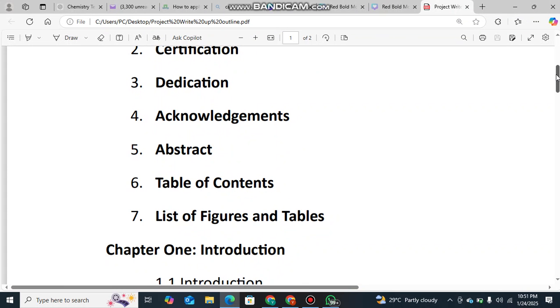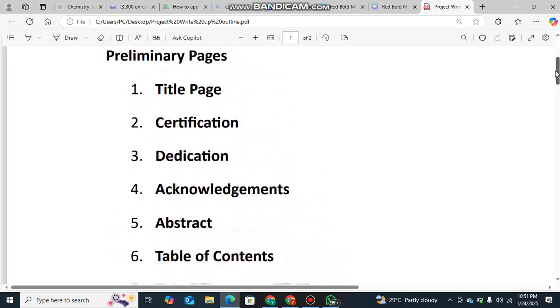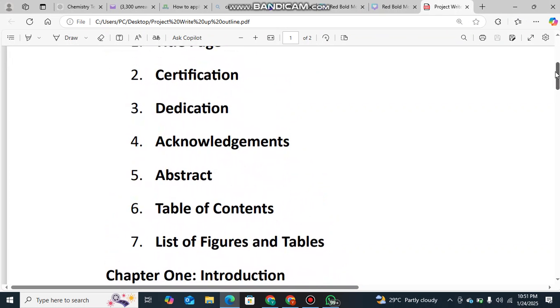voluminous your project is. However, this preliminary section, you don't have to write them at the beginning of your project. You can write them at the end of your project. Once you complete the main sections of your project, then you can come back to these preliminary pages.